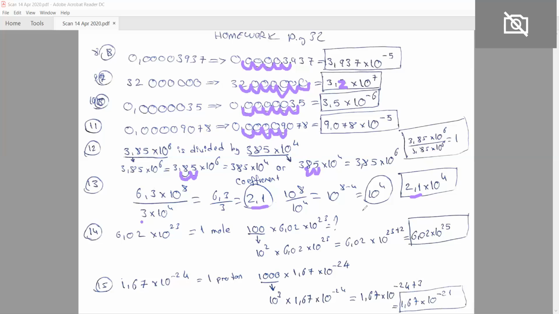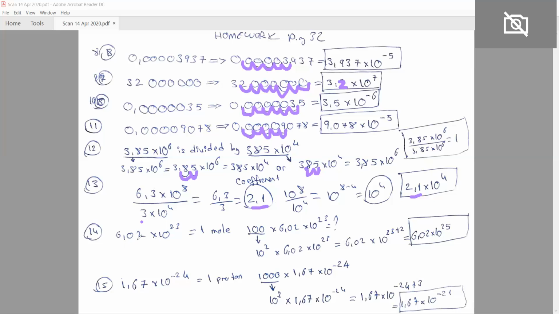Okay, let's look at question 14. Okay, question 14, guys. So basically, it's saying if 1 mole of a substance is 6,02 times 10 to the power of 23, then the number of molecules in 100 moles is going to be 1. Then, guys, let's look at the question. First, we need to understand the question, guys.